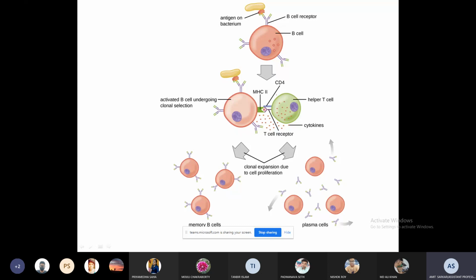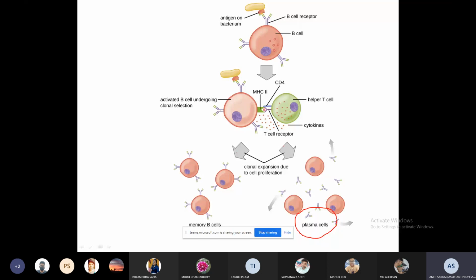So they're presenting something, they're recognizing, they're agreeing: yes, it's really a foreign microorganism. We need to neutralize that. So the T cell is releasing some chemical signal, and that signal is reaching this B cell. Then the B cell will differentiate into two types of cell. One is known as the plasma cell, also called the effector cell.